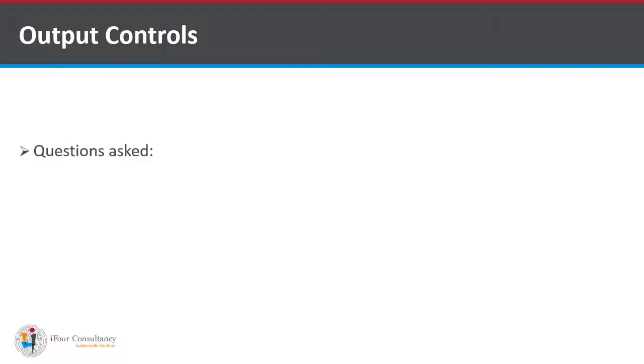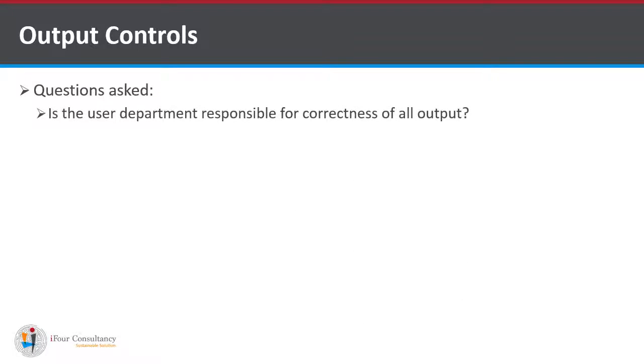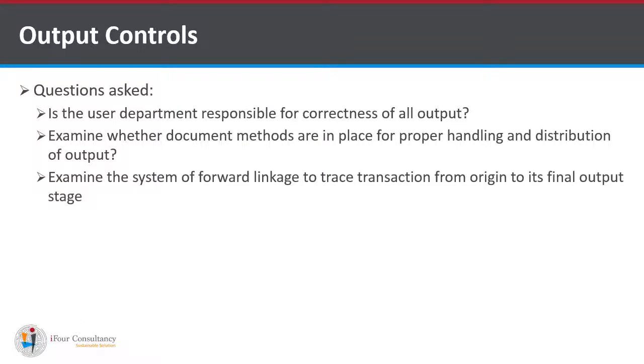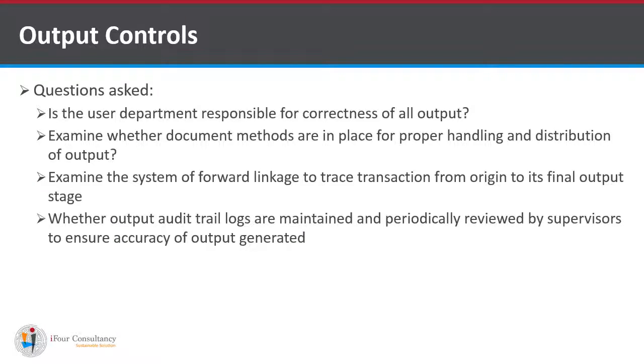Output controls. Questions asked: is the user department responsible for the correctness of all output? Examining whether document methods are in place for proper handling and distribution of output. Examining the system of forward linkage to trace the transaction from its origin to its final output stage. Whether output audit trail logs are maintained and periodically reviewed by supervisors to ensure accuracy of output generated.